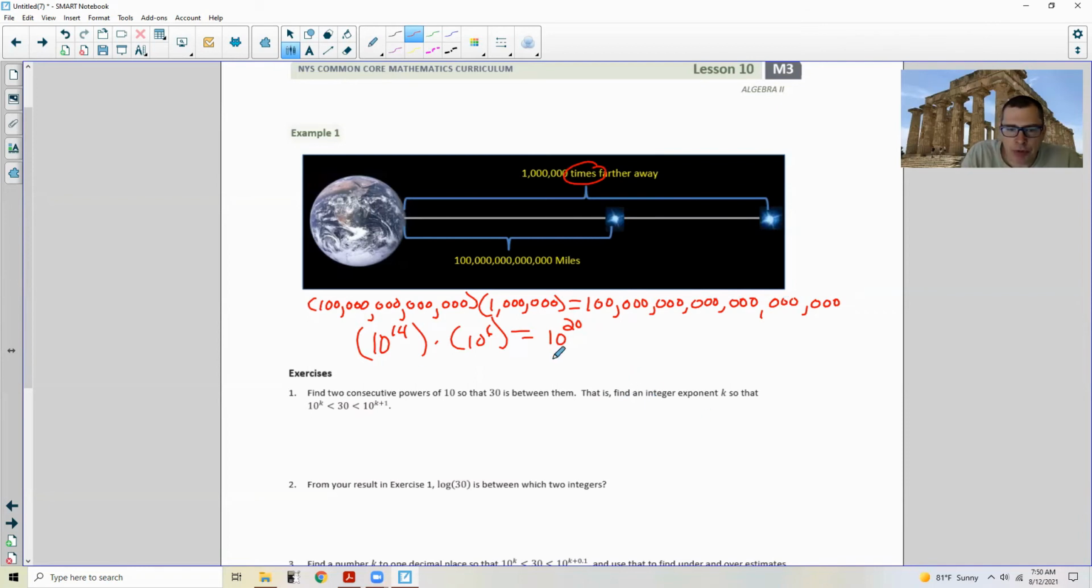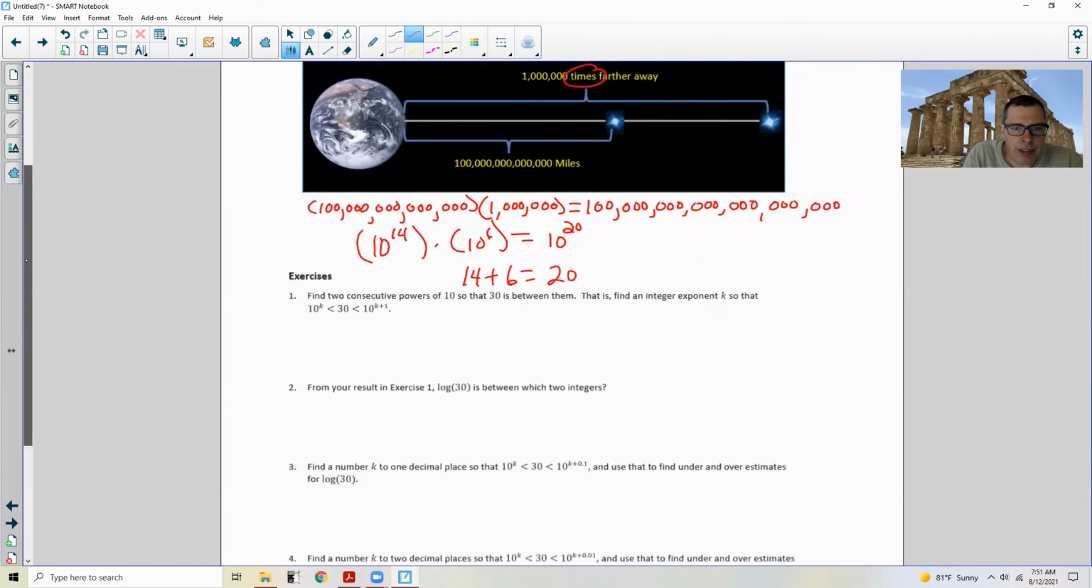So how are the exponents related? You take the 14 exponent plus the 6 exponent, 14 plus 6, and we get 20. Okay, and we're leading up to something here.